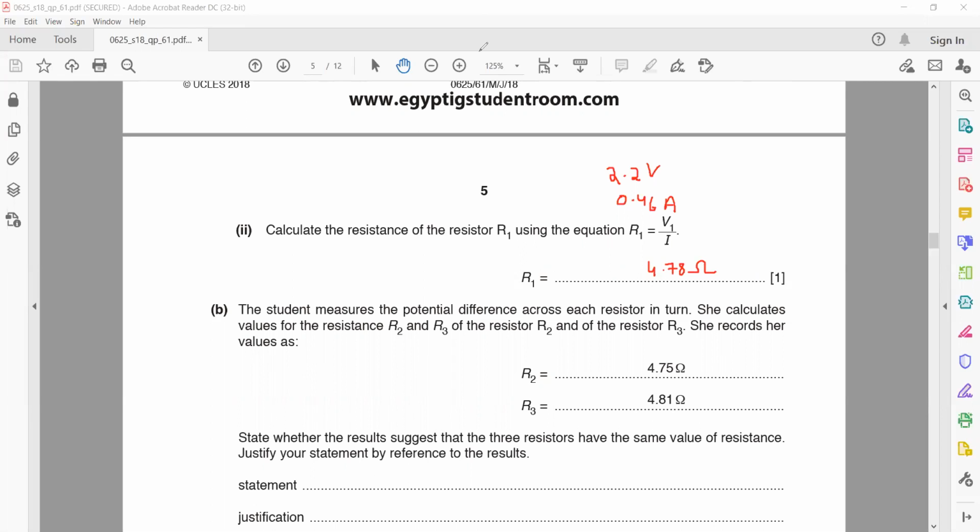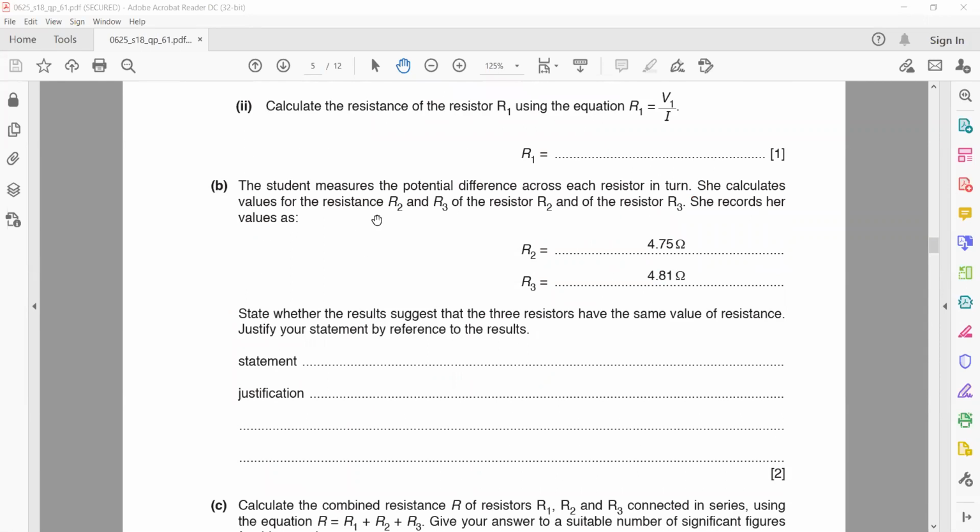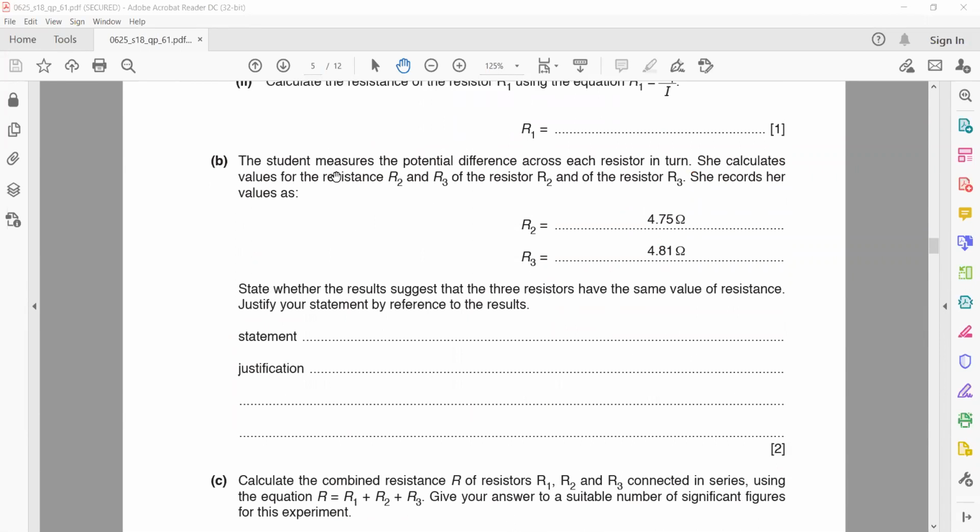The next part, a student suggested that she measure the potential difference across each resistor, and she calculated the resistance of each part. She records the value R2 was 4.75 and R3 is 4.81. State whether the result suggests that the three resistors have the same value and justify the statement by reference to the results. Are the values the same? How can we work it out?